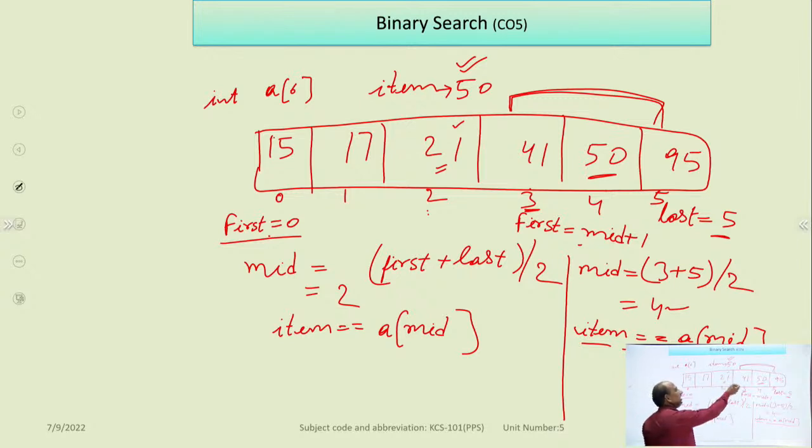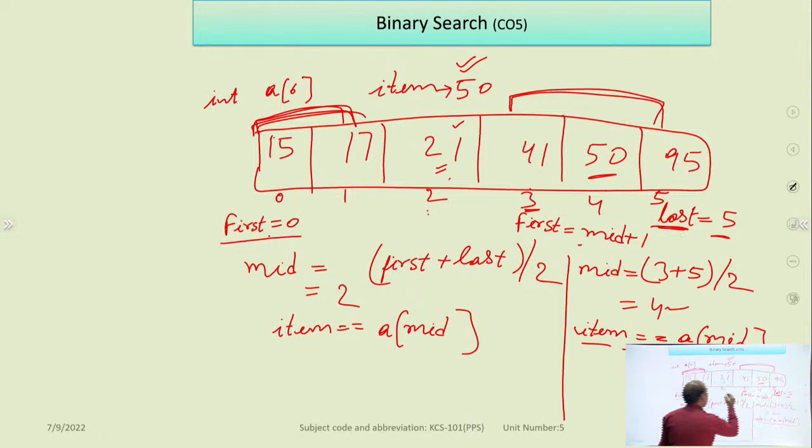And if the item that we are looking for is below the mid index value, then we will focus on the first half only. We do not have to do anything with the upper half. Here we have to keep in mind that we will move the last index to mid minus 1. Last will become mid minus 1.